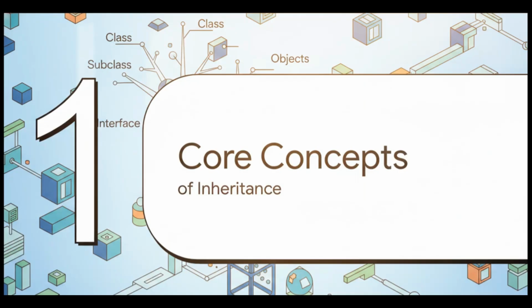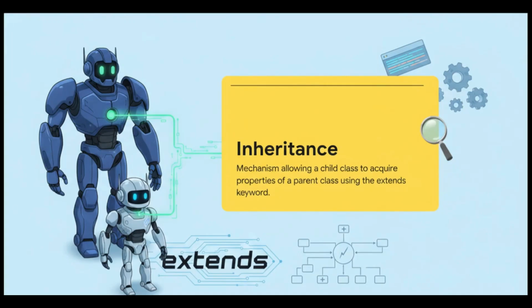All right, Section 1, Core Concepts of Inheritance. Before we get into any of the really advanced modular designs, we've got to establish the absolute foundation of object-oriented programming. Basically, inheritance is a mechanism that allows one class, which we'll call the child or subclass, to automatically acquire all the properties and behaviors of another class, known as the parent or superclass. In Java, you actually do this using the extends keyword.